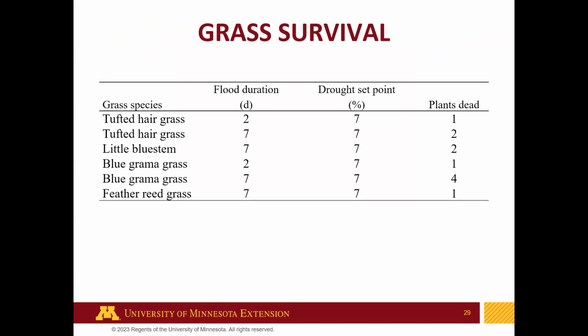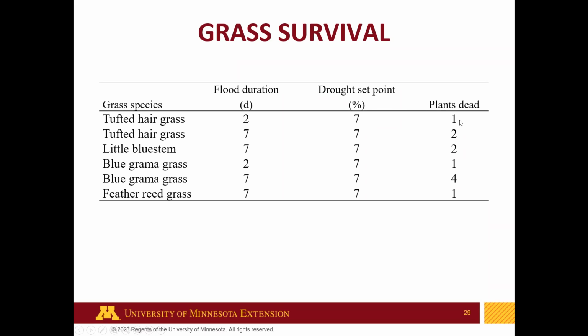I want to mention just a little bit on grass survival. In this table on the far left, we have our grass species. Then we have our flood duration in days, our drought set point given in percent, and then the number of plants dead. And this would be out of 9.